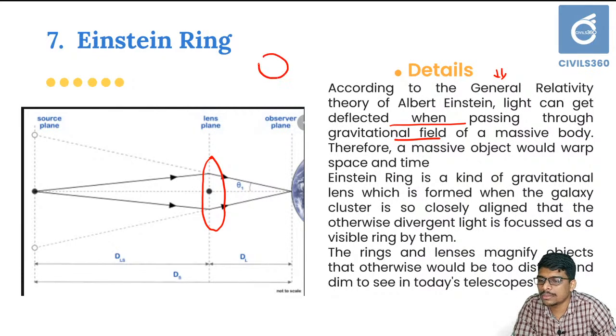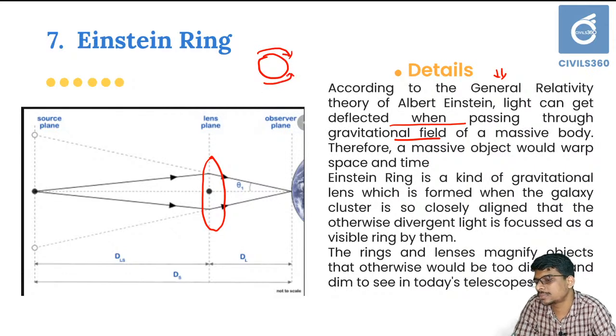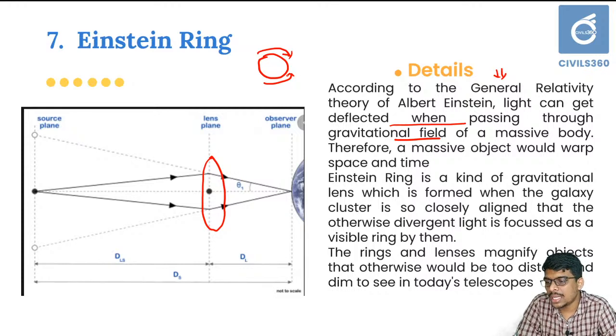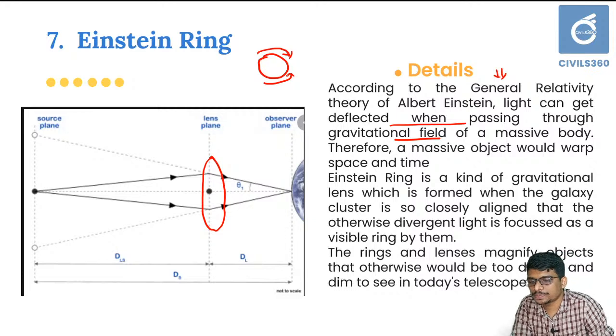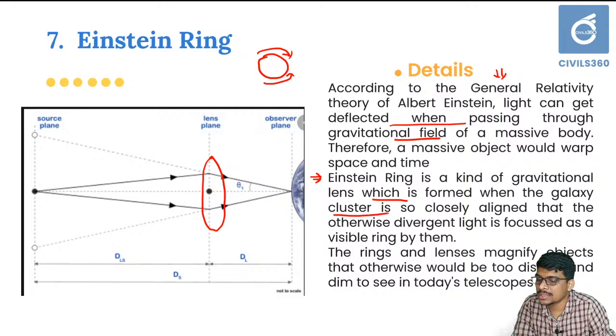That is, if there is a gravitational body, there is a chance that the light will bend, or get deflected, in the gravitational field. Therefore, a gravitational lens is a very huge gravitational field where the light gets deflected. For example, an Einstein ring is a gravitational lens formed when galaxy clusters are so closely aligned that the otherwise divergent light is focused as a visible ring by them.